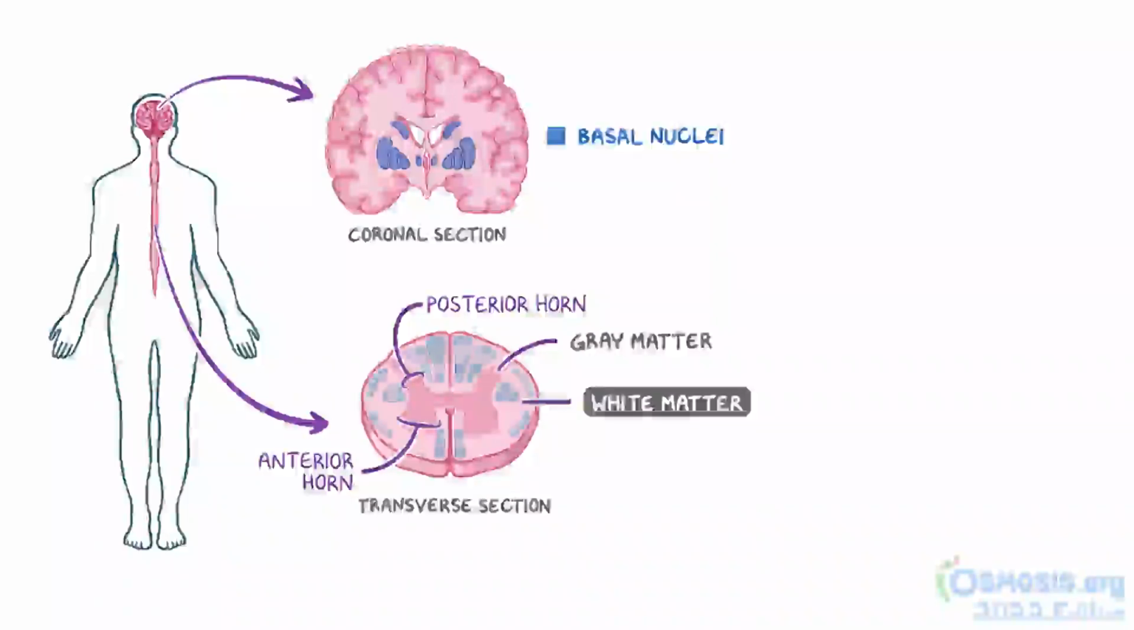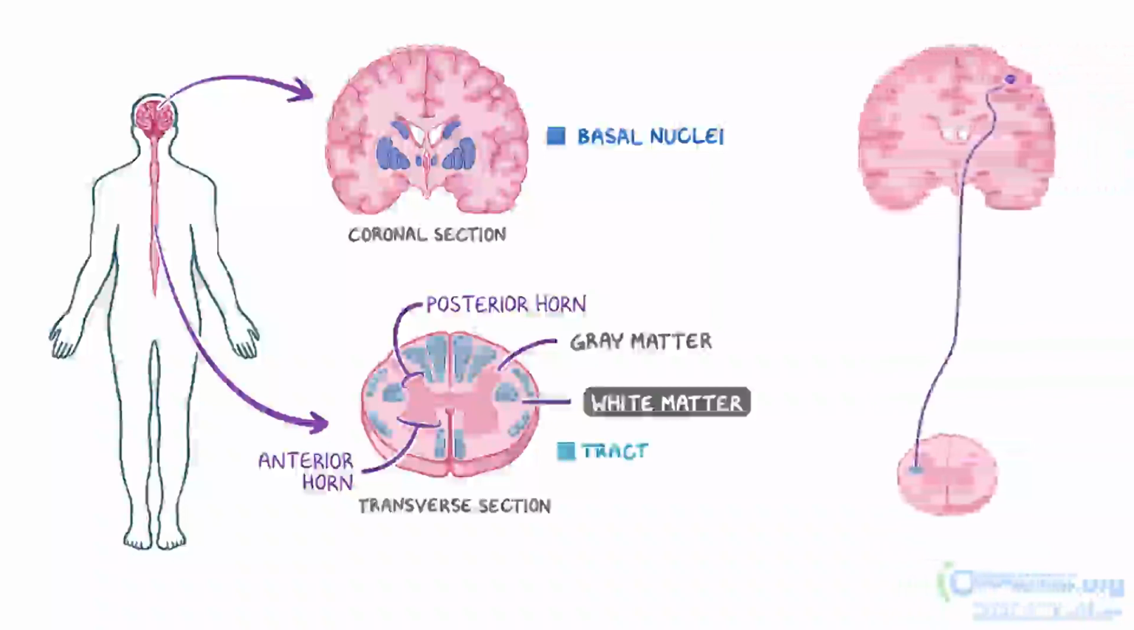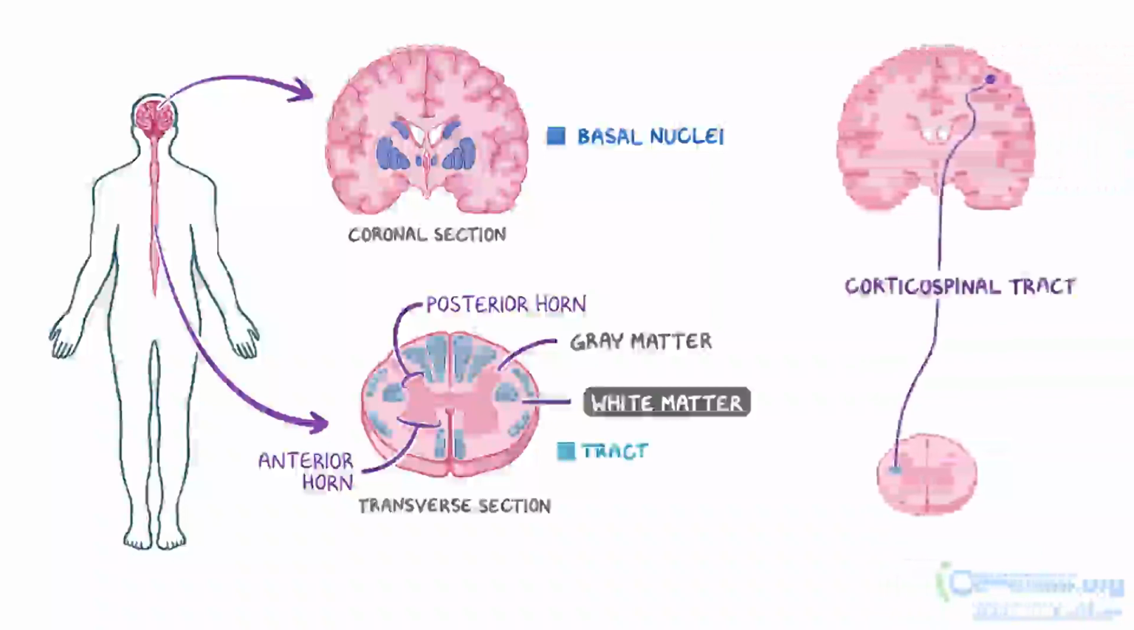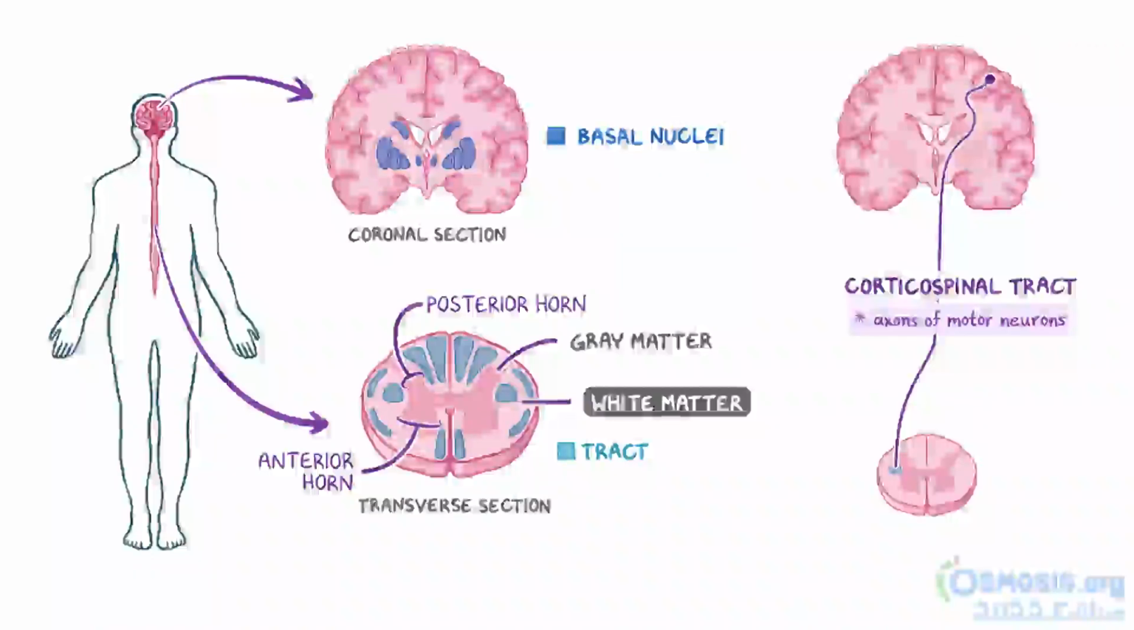Now, a bundle of axons within the CNS is called a tract, like the corticospinal tract, which consists of the axons of motor neurons extending from the cerebral cortex to the spinal cord.